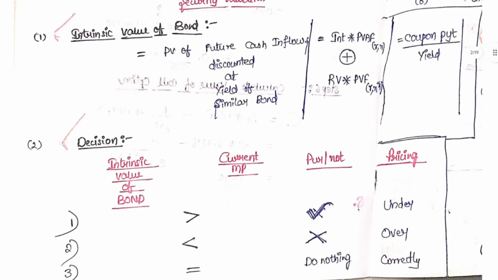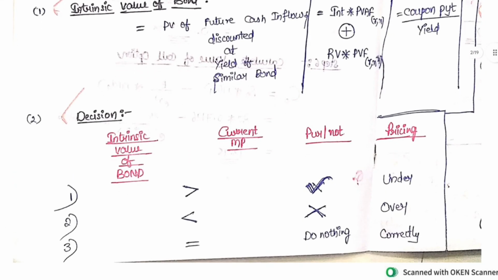Next, intrinsic value of the bond. Intrinsic value of the bond equals the present value of future cash inflows discounted at the yield of a similar bond. That equals interest into present value annuity factor at the rate of R for n years plus residual value into present value factor at the rate of R for the nth year. Another way of calculating intrinsic value of the bond equals coupon payment divided by yield.